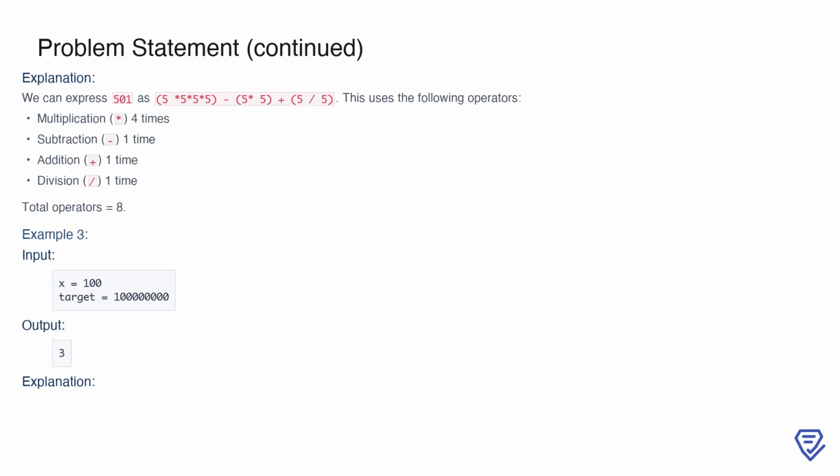Now, let's look at a scenario where x is 100 and the target is 100 million. In this case, we can express the target simply as 100 multiplied by itself twice. This uses only 2 multiplication operators, resulting in a total of 3 operators when we include the implicit concatenation of the digit 100. The output here is 3. These examples highlight the importance of strategically combining the operations to minimize their total count while still achieving the target.